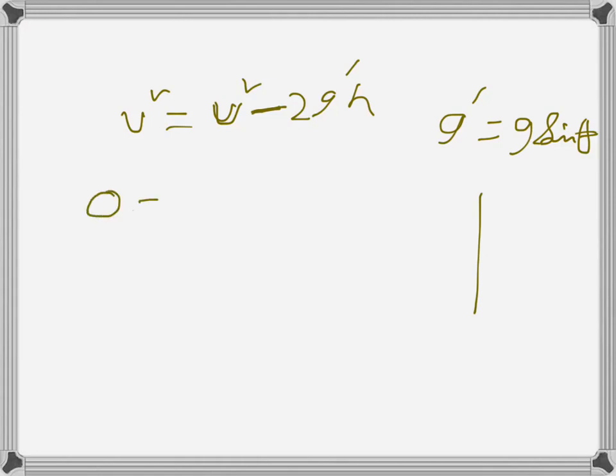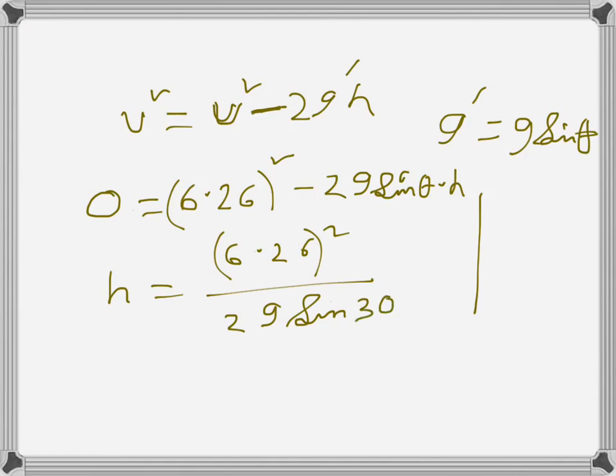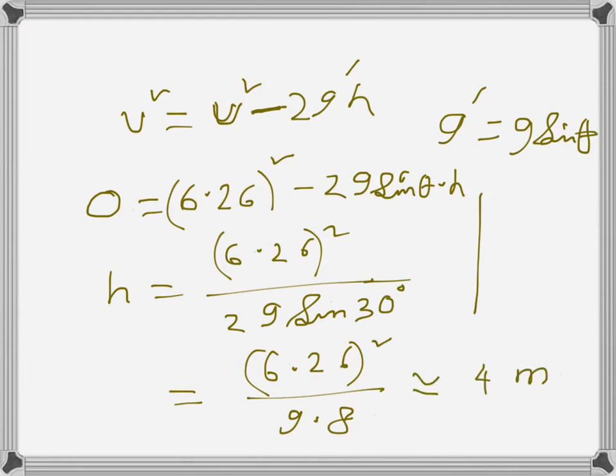So that's what we have to adjust here. Final velocity is 0, initial is 6.26, so 0 equals 6.26 squared minus 2g sine theta times h. So h becomes 6.26 squared divided by 2g sine theta. Sine 30 degrees is half, so the 2 is cancelled. So this is 6.26 squared divided by 9.8, which is approximately 4 meters. So it goes 4 meters in that direction.